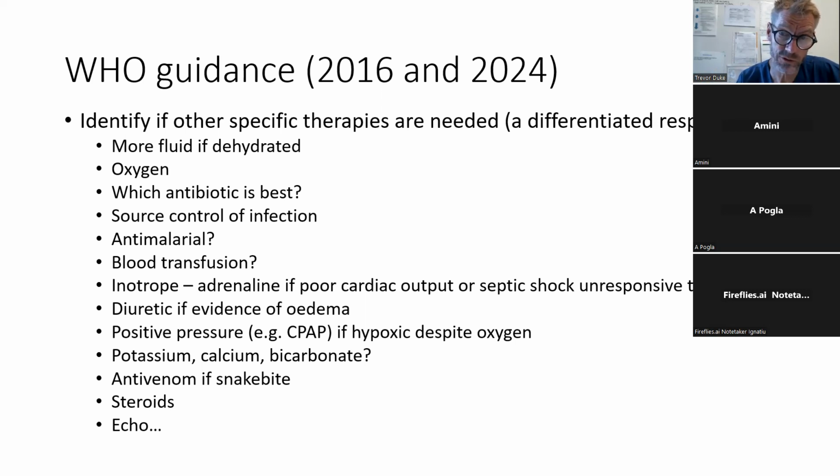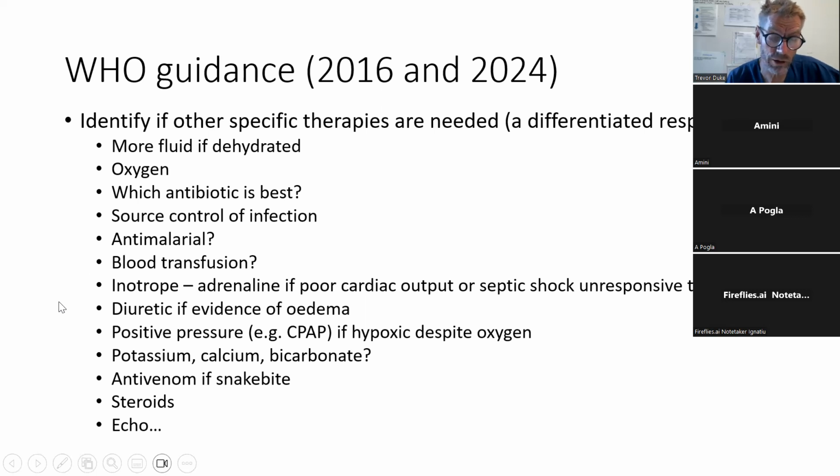Do they need a blood transfusion? If their hemoglobin's below about 7 in a child with shock, then I would always transfuse them. You don't need to wait until it's less than 5 or less than 6. I think if a child's in shock, they could benefit from having a somewhat higher hemoglobin.